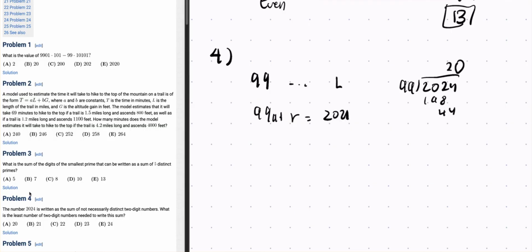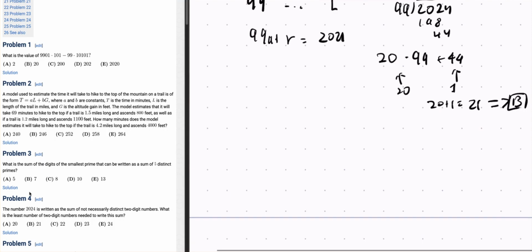So it's going to give us 20 remainder of 44. So just let it be 20 times 99 plus 44. So there's one number here, 20 here. So 20 plus 1 is equal to 21, which is answer choice B. Okay, let's solve number 5 now.